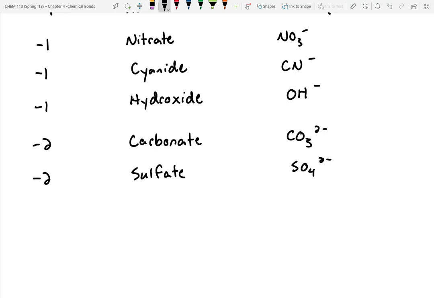And then the last one, -3, is phosphate. This is important in agriculture. It's an essential plant ion that they need, and it's also important in human biology as well. And this is PO4 3-. So I know there's a lot of these.